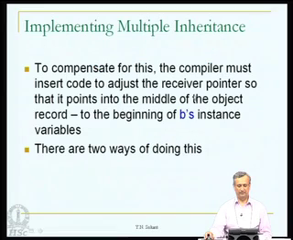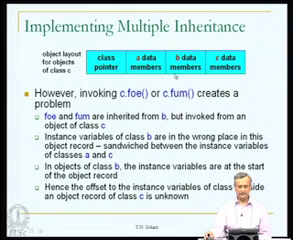Where is B? The solution to this problem is, to compensate, the compiler must insert code to adjust the receiver pointer so that it points to the middle of the object record, that is to the beginning of B's instance variables. So, what we are saying is, if we know that this is the beginning of B, which we will know, if this is the layout, we know how many data members are here.